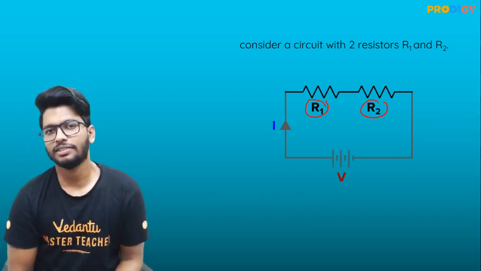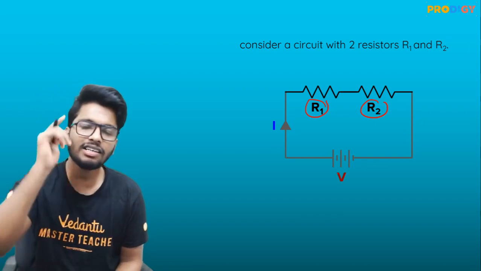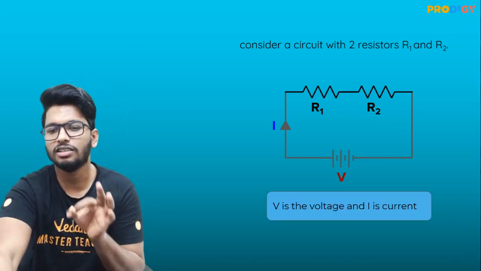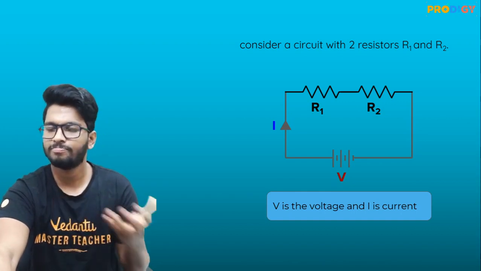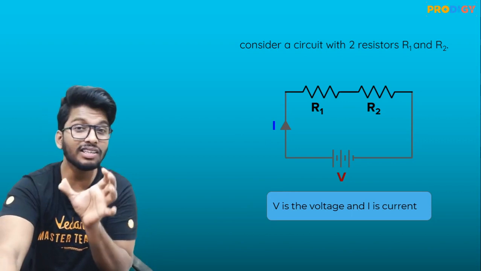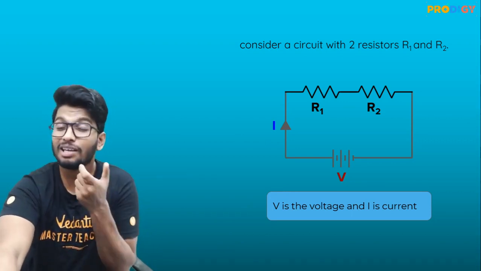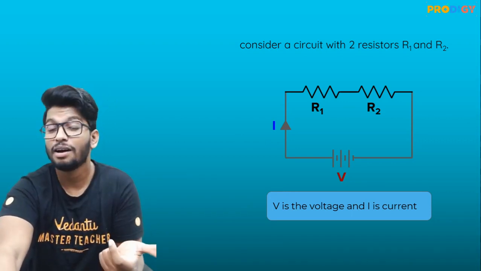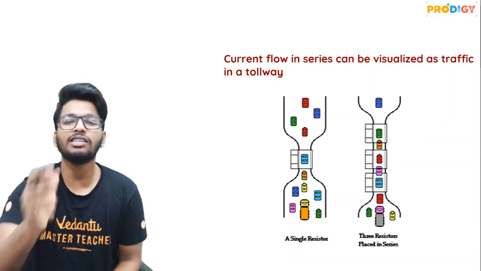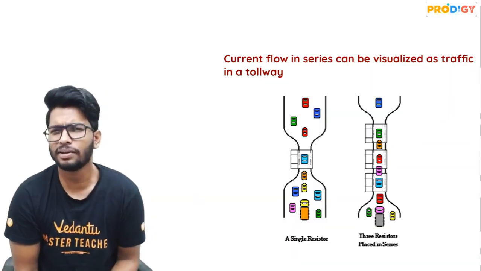Now tell me this guys, is the current flowing through R1 and R2 the same? Yes or no? One thing I'll tell you, there is something different going on over here. But let's start with the current. Do you think that the same current is flowing through it? Let's understand this with a very simple analogy.